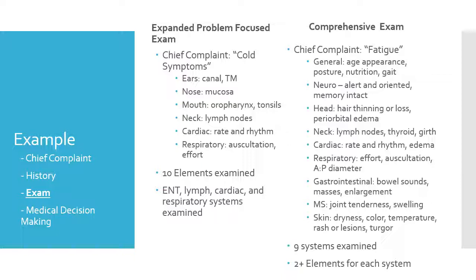To be expanded problem-focused, you need 6 elements from any system. But to be detailed, you need 12 plus from 2 systems. You examined 10 elements. Therefore, this is an expanded problem-focused exam. The next patient you saw complained of fatigue, so you examined 9 different areas, 2 plus elements in each system. This would constitute this exam as comprehensive.